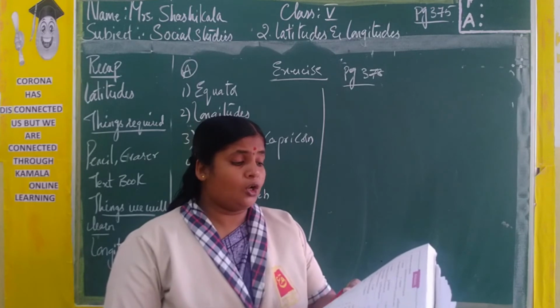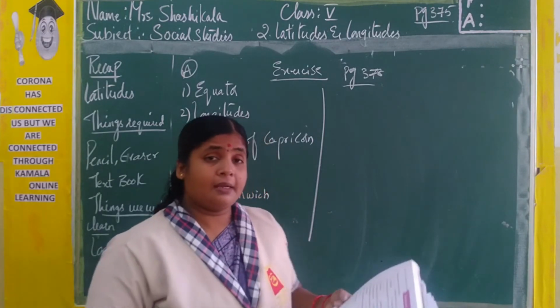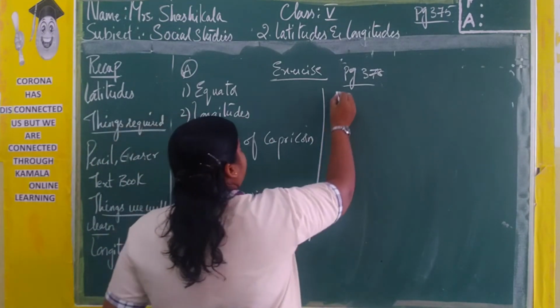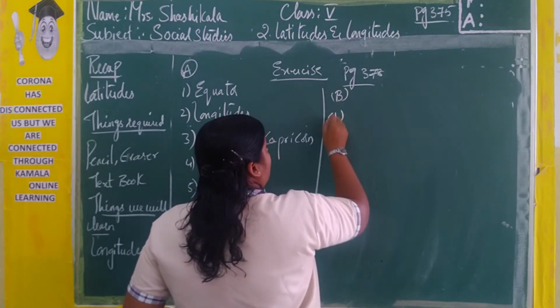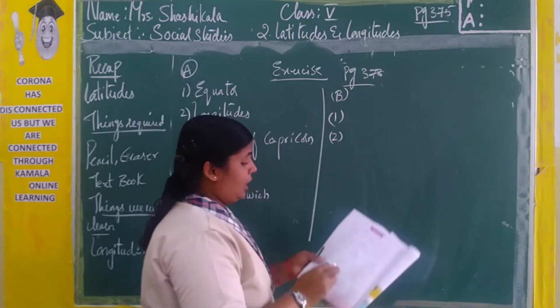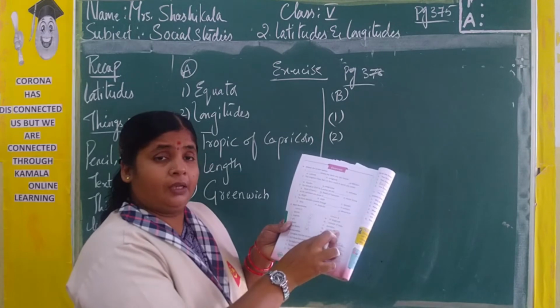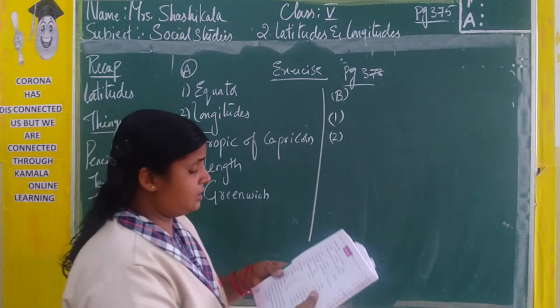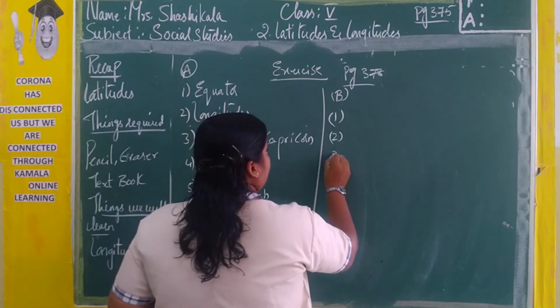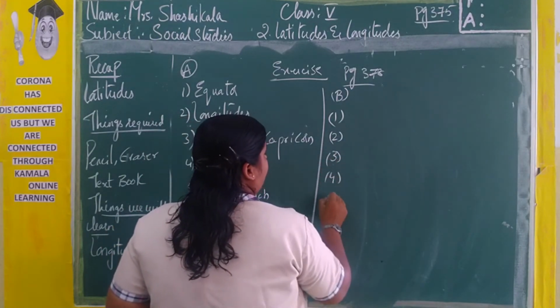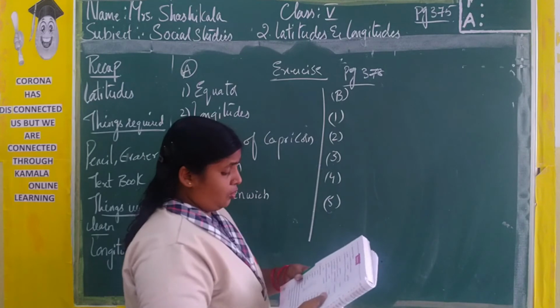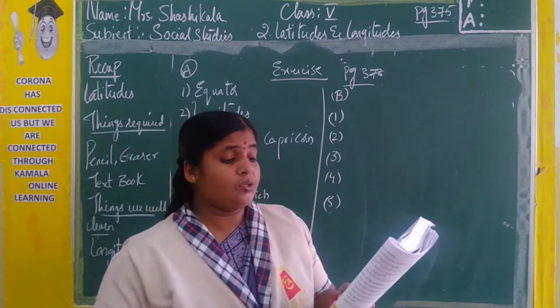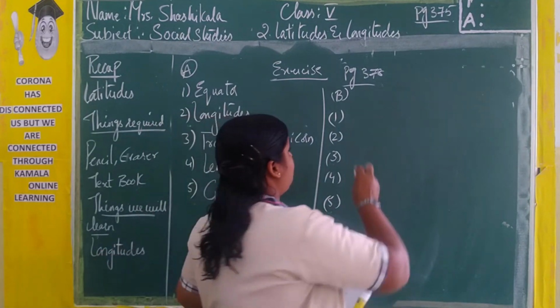Now, match the columns. Here you have column A and column B. In between column A and B, you have to keep the brackets and write the answers there itself. Please don't do the matching, just write the alphabets. Now, first one is latitudes, and latitudes are parallels, and the answer is C.